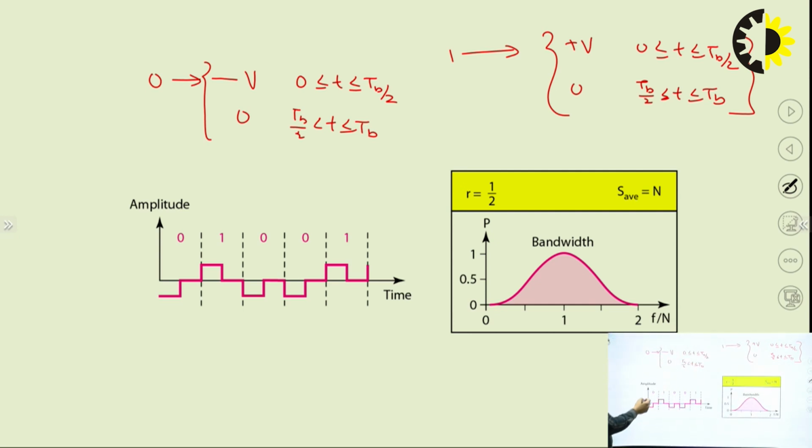Here you can see 0 is there, negative voltage, and then return to 0. This is due to this RZ scheme, return to 0. And now again 1 is there, plus V voltage, then return to 0. 0 negative voltage, return to 0. 0 negative voltage, return to 0. 1 positive voltage, return to 0. Right?